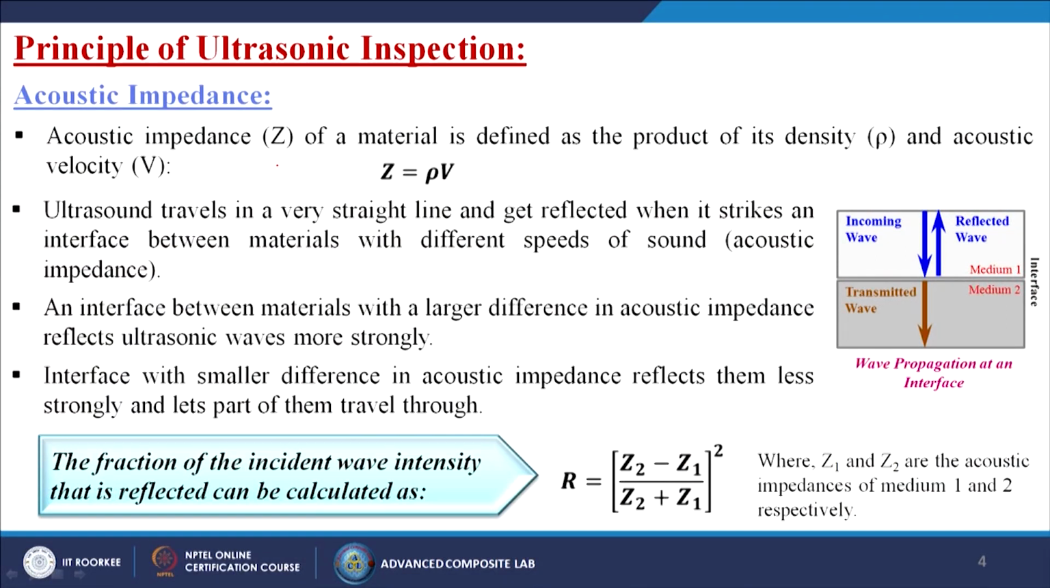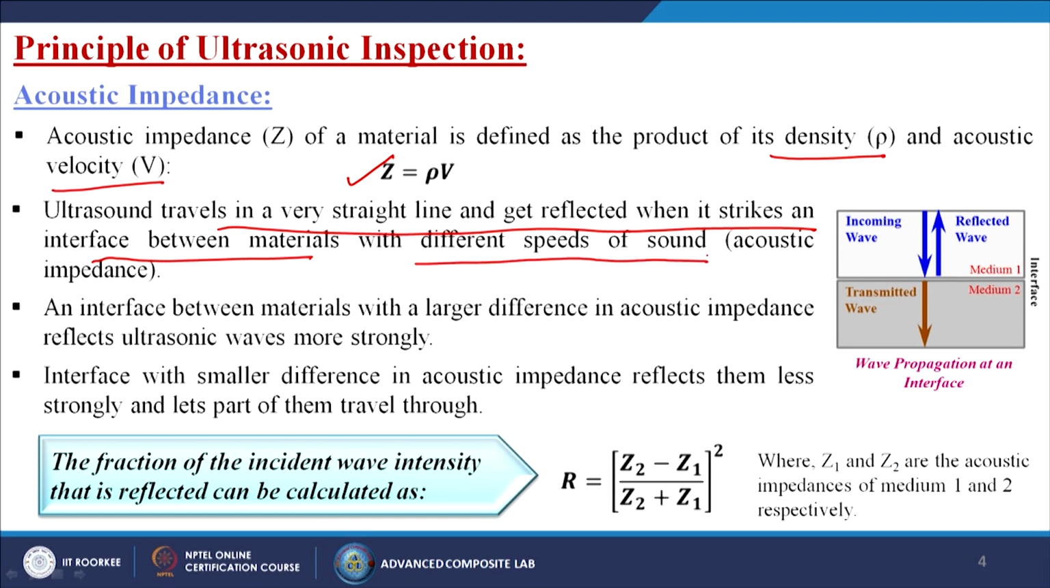Now, the principle of ultrasonic inspection. First is acoustic impedance. What is that? The acoustic impedance Z of a material is defined as the product of its density rho and the acoustic velocity V. So, simply, acoustic impedance Z is equal to rho times V. Ultrasound travels in a straight line and is reflected when it strikes an interface between materials with different speeds of sound, that is, different acoustic impedance. An interface between materials with a larger difference in acoustic impedance reflects ultrasonic waves more strongly.